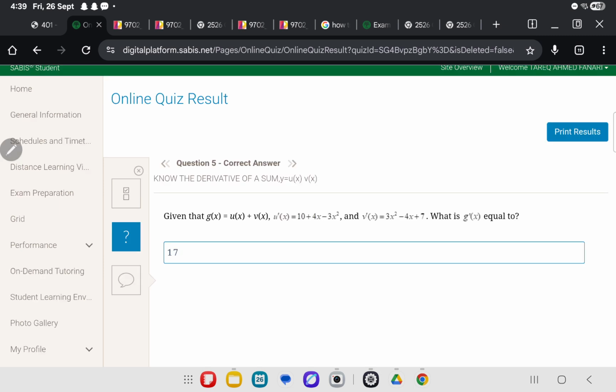Okay, question 5. So, given that g of x equals u of x plus v of x, and u prime of x is equal to 10 plus 4x minus 3x squared, and v prime of x equals x squared minus 4x plus 7, what is g prime of x equal to?